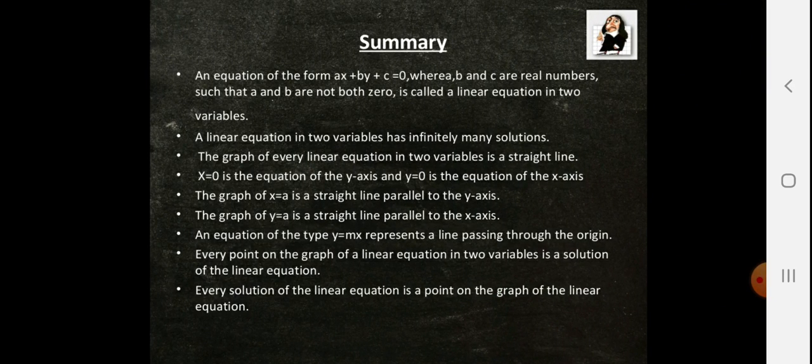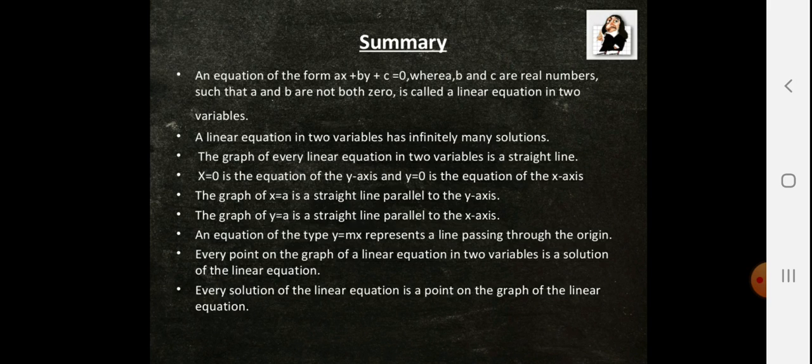Now, summary. An equation of the form ax plus by plus c is equal to 0, where a, b, c are real numbers, such that a and b should not both be 0, is called a linear equation in two variables. A linear equation in two variables has infinitely many solutions. You can substitute the values of x and y randomly, and you will get different solutions.